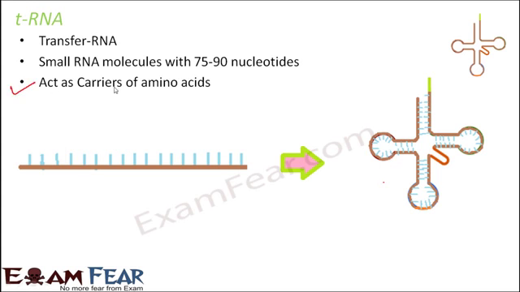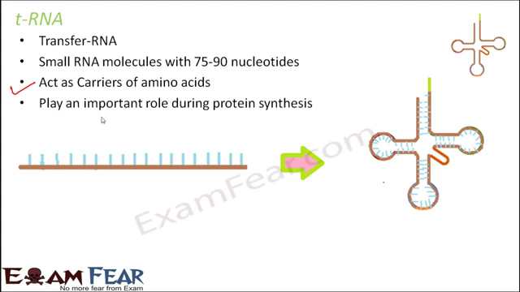So what is its purpose? It acts as a carrier of amino acids. So it helps to carry the amino acid and then connects the amino acid to the correct codon on the mRNA. So let us see what exactly it does. It plays a very important role during protein synthesis. And how does it do that? Let us have a look at that.